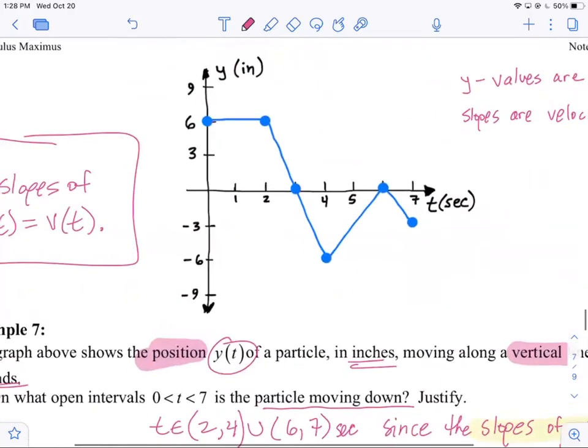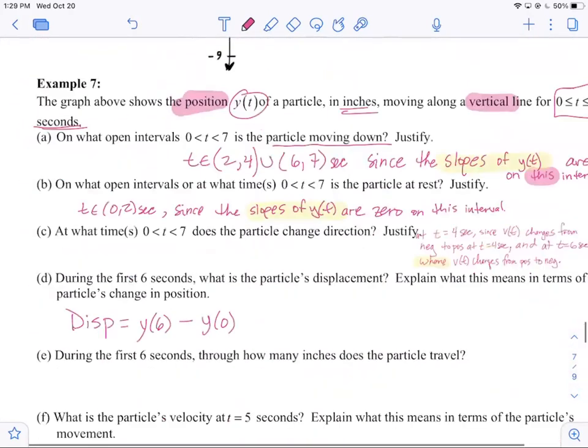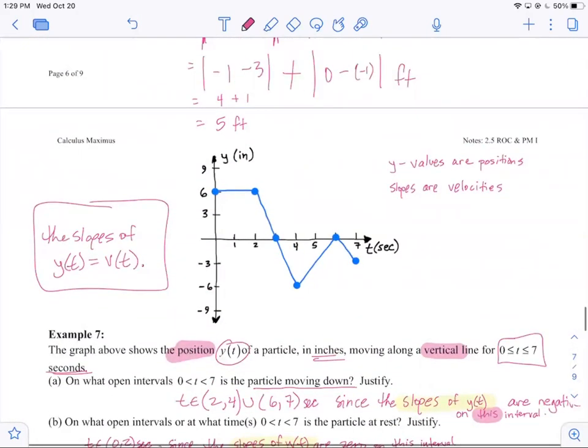And now we come up here. What is y of 6? Y of 6 is 0, right? And what's y of 0? 6, right? So this ends up being 0 minus 6, which equals negative 6 inches. All right, so that makes sense, right? We're looking at it over here, and it started here. So if it started at 6, 6 seconds later, it's on the x-axis. So its displacement was negative 6.